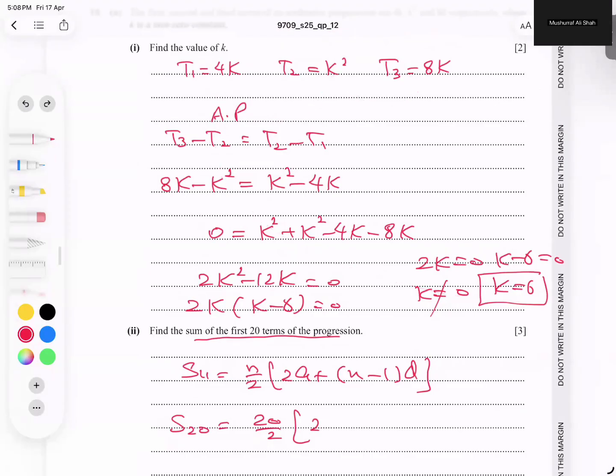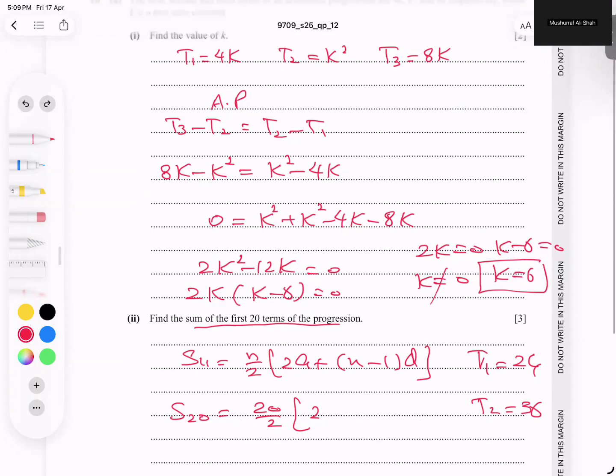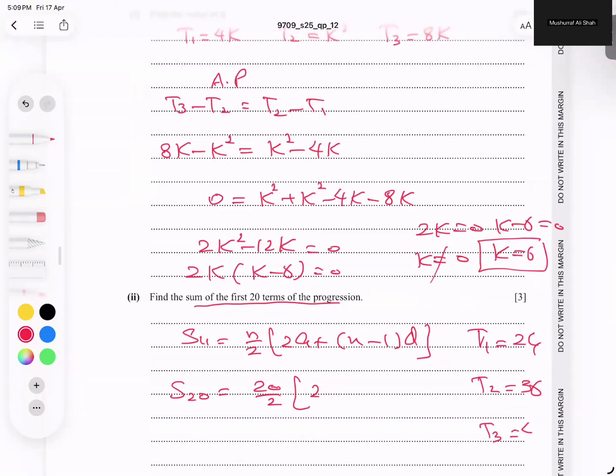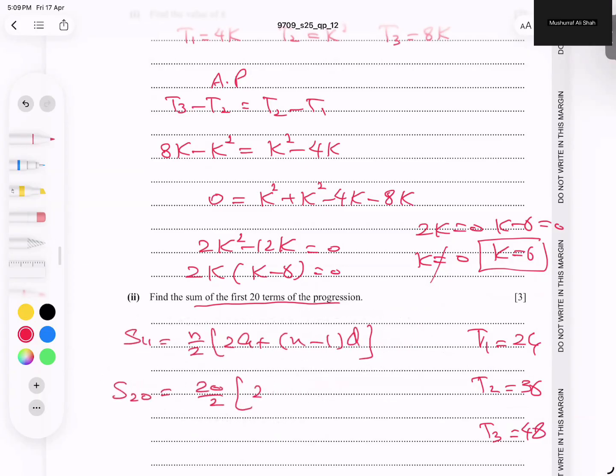What am I getting here, students? The first term is coming: T1 is 24. How come? I kept this 6 here. The second term is 36, because 6 square is 36, and 6 times 4 is 24. The third term though is not required. Now I'm going to plug in the values. So 2 times the first term 24, and n is 20, and the common difference is what? Just subtract these two numbers. 36 minus 24 is 12.